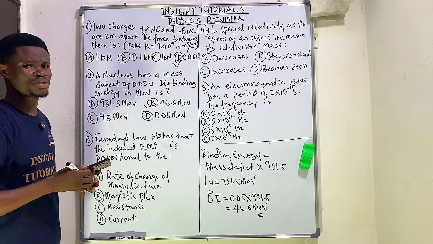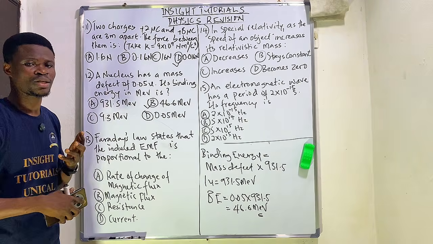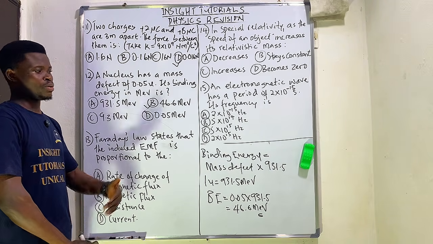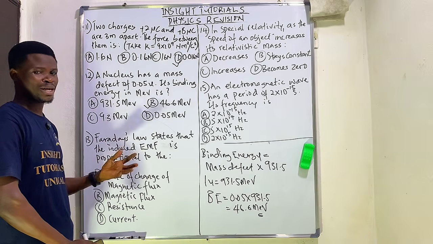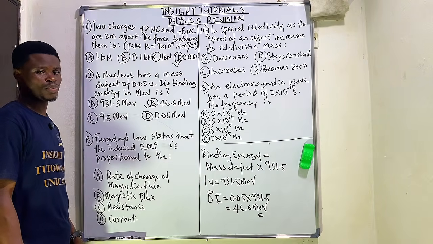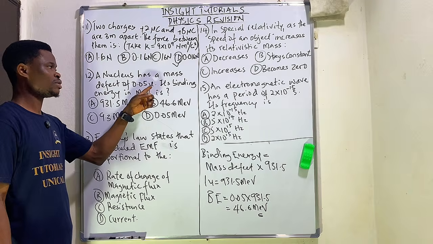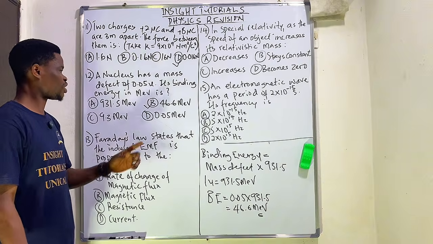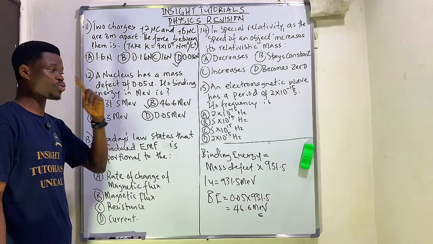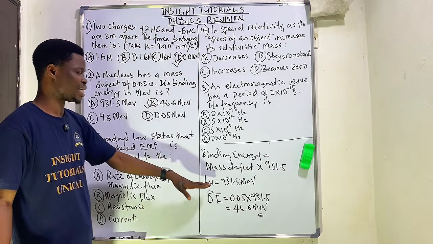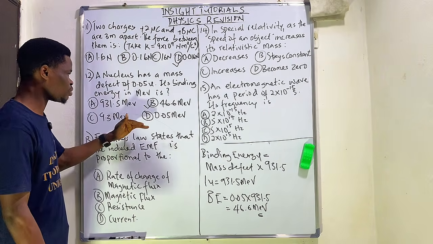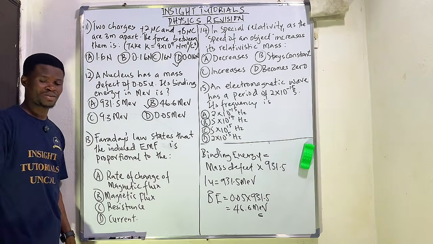If you're asked in a CBT that one atomic mass unit of a particle is equivalent to dash in terms of its mega electron volts, just know that it's 931.5 mega electron volts. The mass defect 0.05 is not up to 1. That's why you see that the mega electron volt value is reduced to 46.6, because one atomic mass unit is actually 931. But if it's just 0.05, which is less than 1, it's going to be smaller. So that's why it's 46.6 mega electron volts.